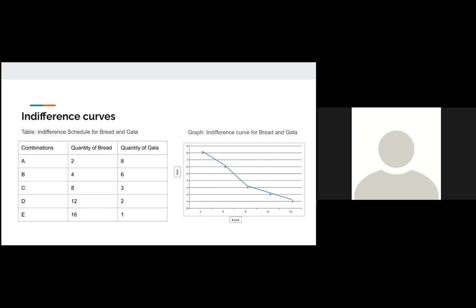If you plot it on the graph on the right-hand side where we have gala and bread, you can see that A, B, C, D, E, we can join those points up. And when we join those points up, that is your indifference curve. So each point on this indifference curve, any point you land on would give you the exact same units as another point on the indifference curve.